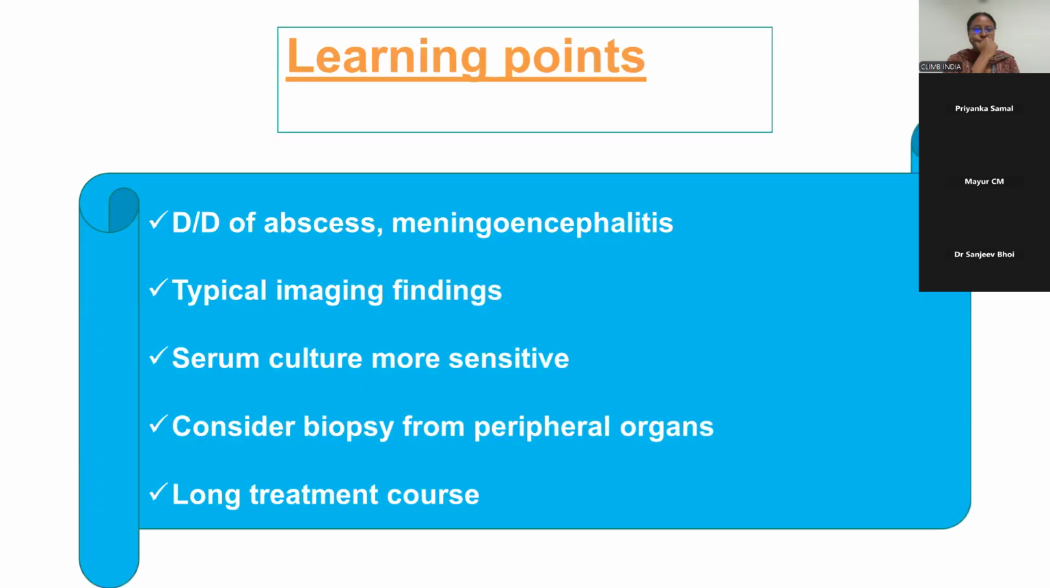So the take-home message is that neuromelioidosis is not an uncommon differential of abscess or meningoencephalitis. Its potential diagnosis can be suggested by the typical imaging findings it has. Blood culture or serum culture is always more sensitive. Also, when we don't get a positive culture, we should always consider a biopsy from other peripheral organs. And it has a long treatment course, which can make a significant difference in the prognosis of the patient.